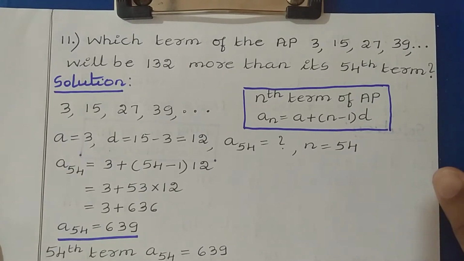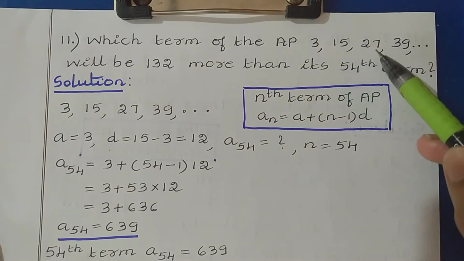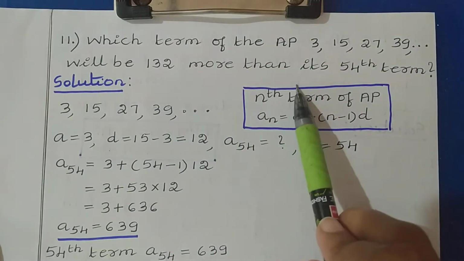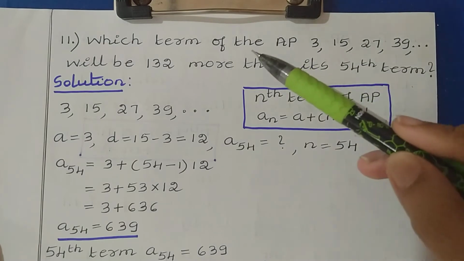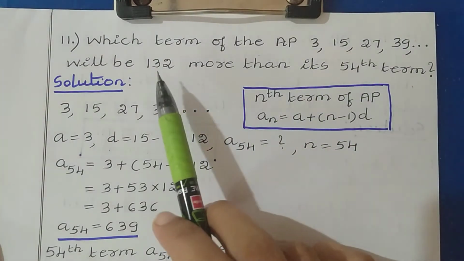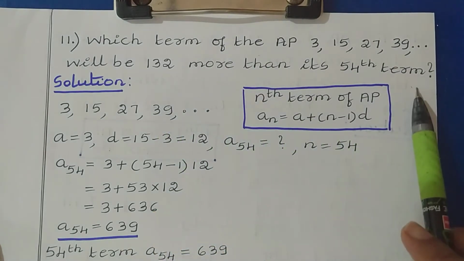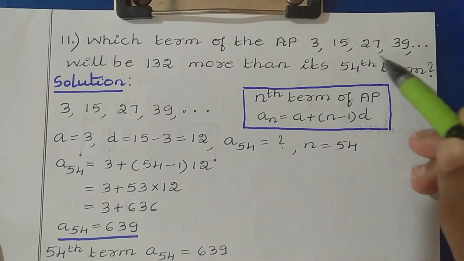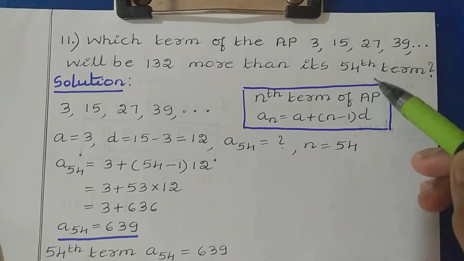Question number 11. Which term of the arithmetic progression 3, 15, 27, 39 will be 132 more than its 54th term? So here we need to find the term, and the condition is that the term is 132 more than the 54th term. So first, to find that term we should know the value of the 54th term. So first let us find the 54th term.